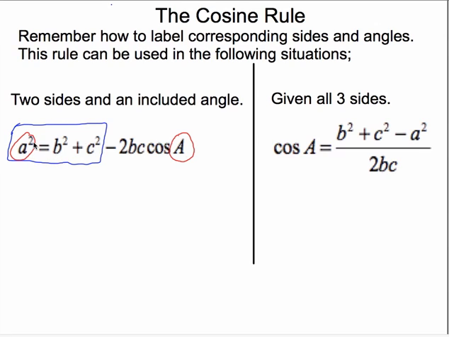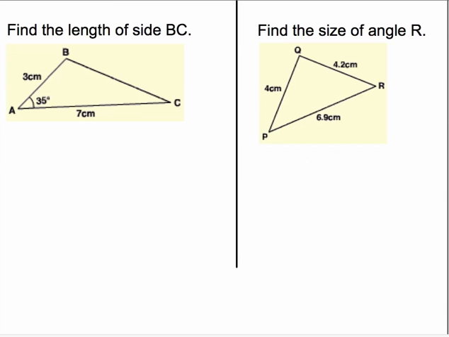So use this version of the formula if you're trying to find a missing side length. And this is the same formula rewritten, and we use this when we want to find an angle. Okay, so let's see how we use this. In this example, we've got an angle sandwiched in between two side lengths that we know.